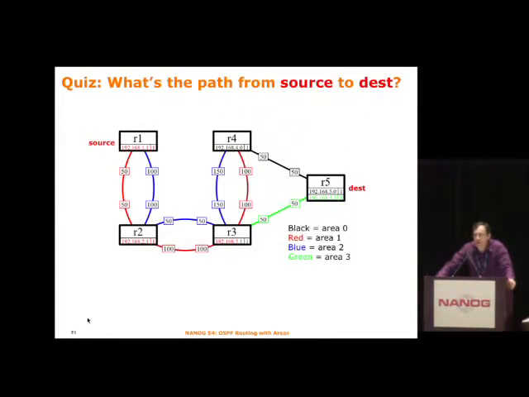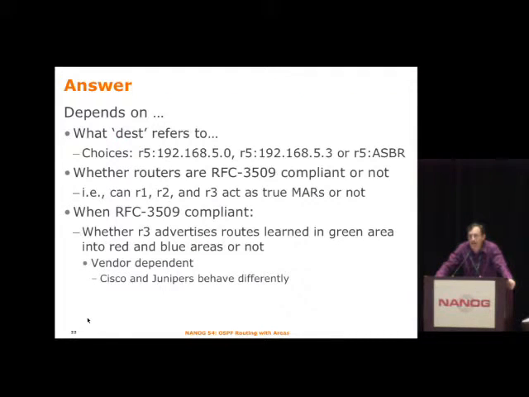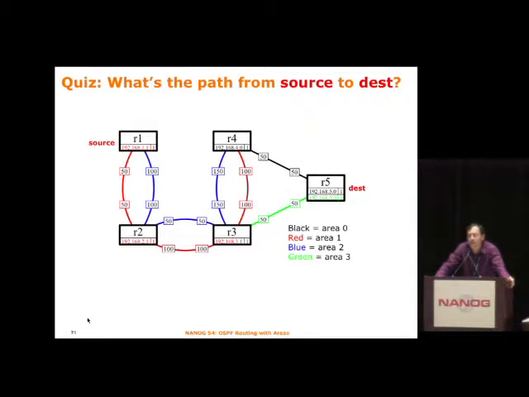Okay, so as promised, there's a quiz, which is: what's the path from R1 to R5 in this network? Give a pause if anyone wants to try to venture a guess. And actually, I'll jump ahead. It's a trick question because the answer depends on what the question was. So it depends on whether the destination meant the area 0 loopback, or the black area loopback, the green area loopback, or the destination as an ASBR.